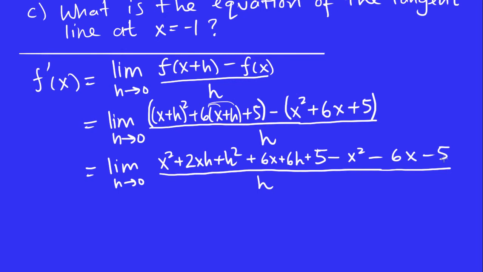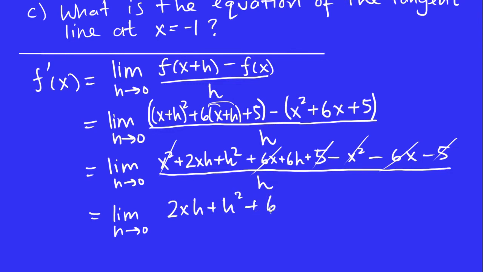All right, now we're back on track. If you've done everything correctly, the way it works is that everything that does not have an h in it should cancel. Let's see if that happens. x squared minus x squared. Positive 6x minus 6x. Positive 5 minus 5. So just like we thought, everything that does not have an h in it goes away. So 2xh plus h squared plus 6h. And that's all, right? So this is looking simpler.